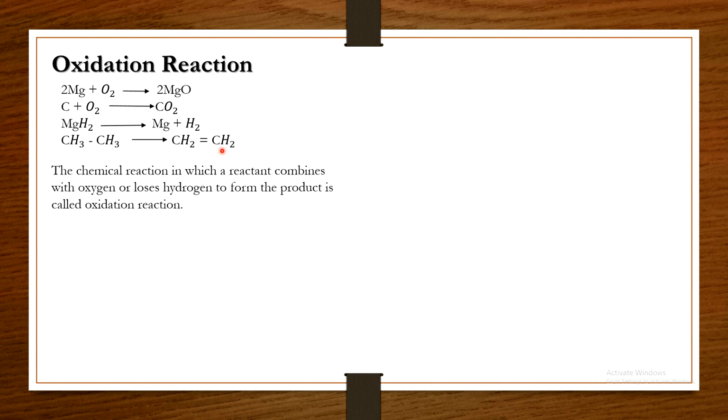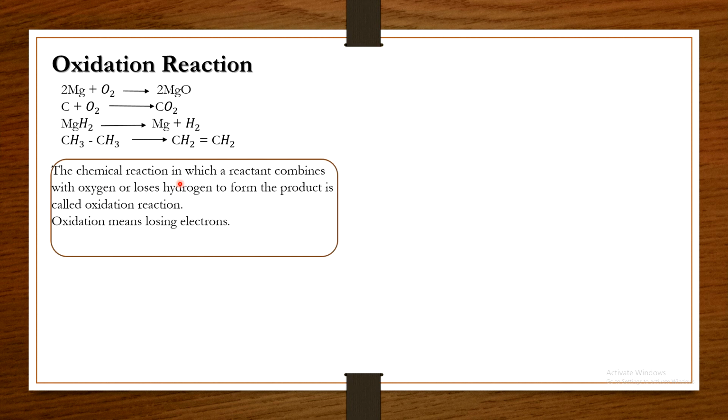Okay, dehydrogenation. So in all these processes, the substance combines with oxygen, or it loses hydrogen to form the product. These types of reactions are called oxidation reactions. That means it combines with oxygen or loses hydrogen. Now, oxidation also means losing electrons. So this is called an oxidation reaction.